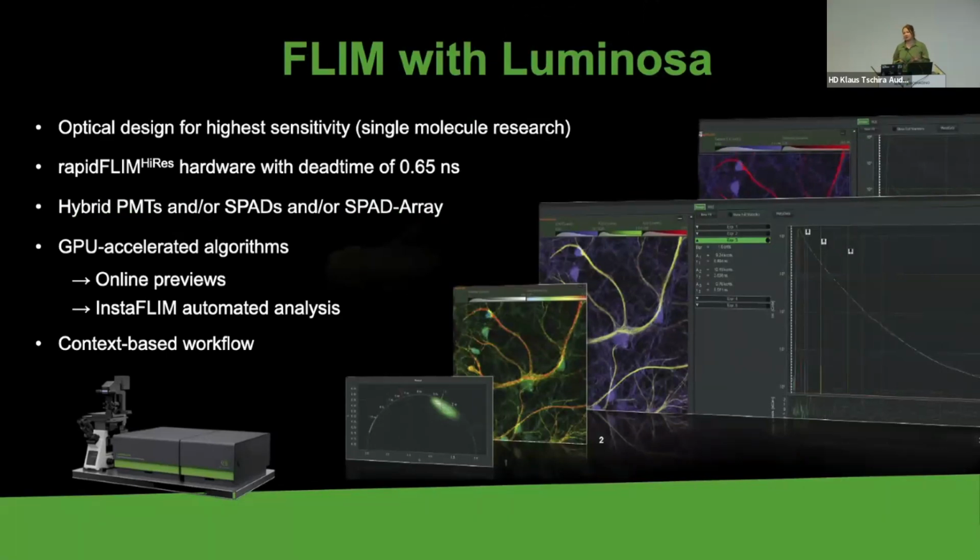But nowadays the hardware makes it possible to do rapid FLIM, so we can do video rate FLIM imaging of dynamic processes as well. In our systems, we use hybrid PMTs or SPADs, and now, very new, also a SPAD array that can be combined with fluorescence lifetime imaging. On the software side, we use GPU accelerated algorithms that can offer an online preview of the data. I'm going to show that in the next slides, and also InstaFLIM automated analysis, so you can directly see the analysis of your data. Generally, it is based on a context-based workflow. So if you select an application, the software and the hardware are set up for that application specifically, so you don't have to worry about that.